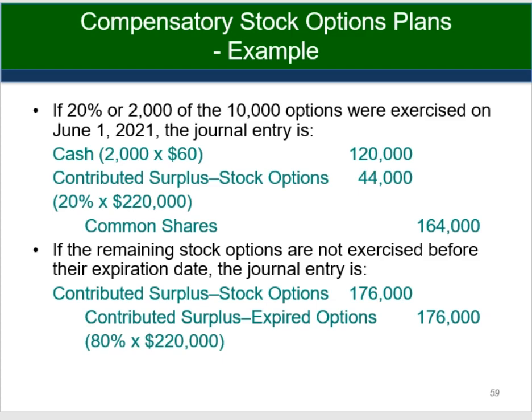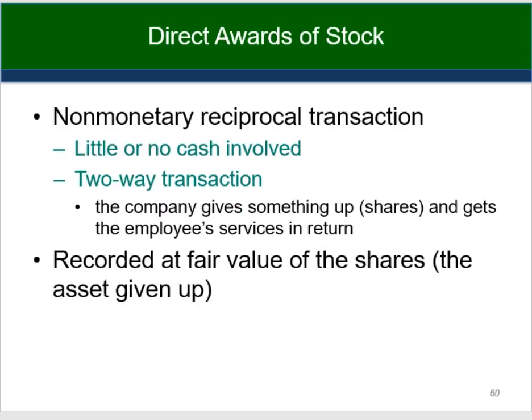So if the remaining stock options are never exercised, the journal entry would be to make the contributed surplus for stock options go away, and we would put it into a different account called contributed surplus expired options, because we no longer have an obligation to issue shares at a preferential price in the future. So basically we just changed the name of the account.